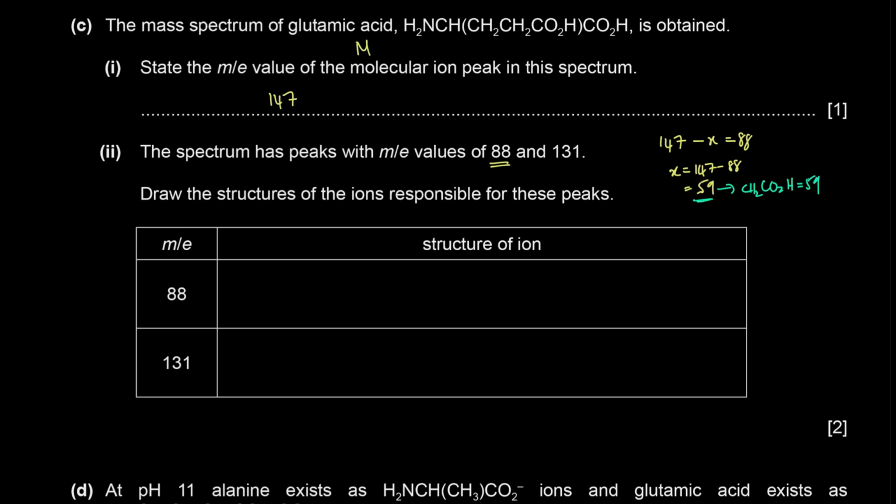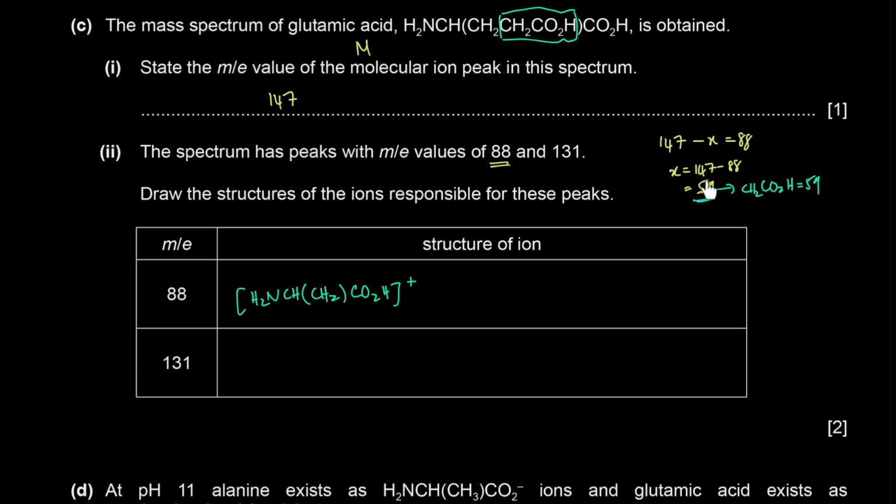So when the CH2CO2H breaks off, what are we left with? We're left with NH2 CH, and then we have the CH2. One CH2 is still there, but the other CH2CO2H is broken off. So you have a CH2 and then you have a CO2H. And again, this will be a 1 plus ion. The 59 over here is what has broken off, leaving you with 88.